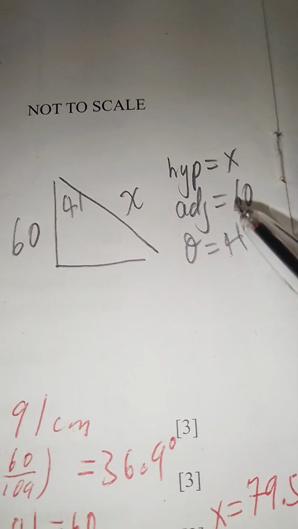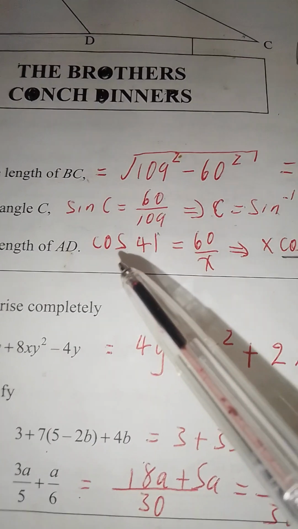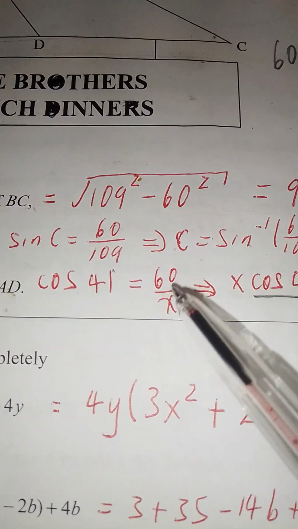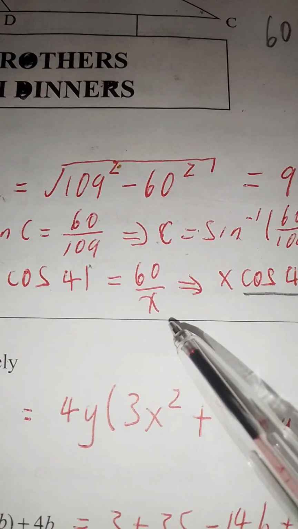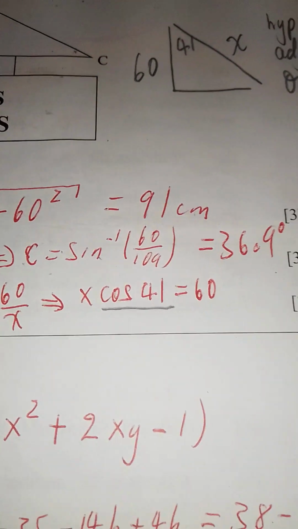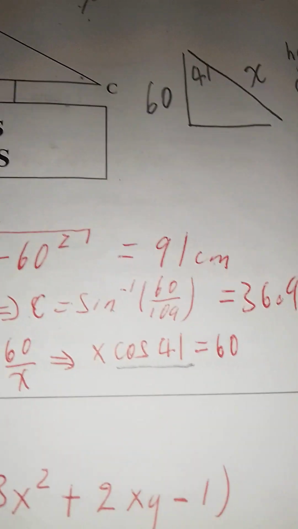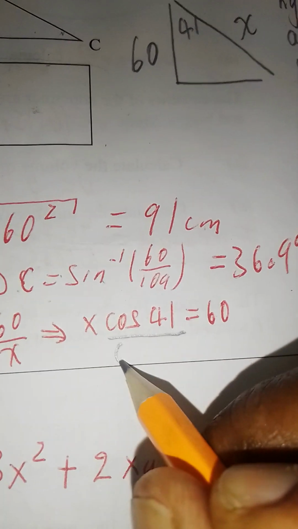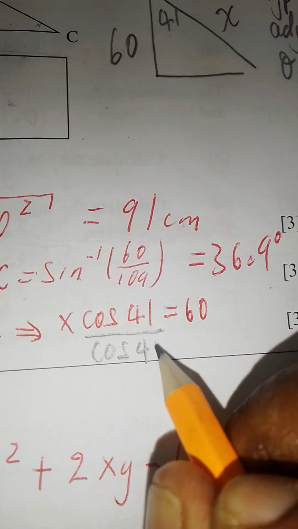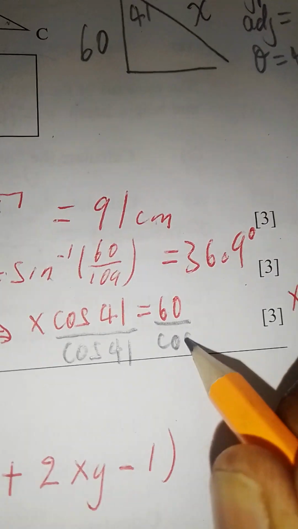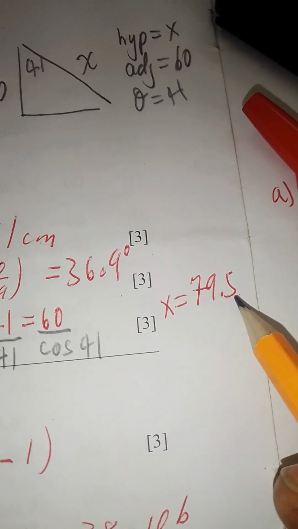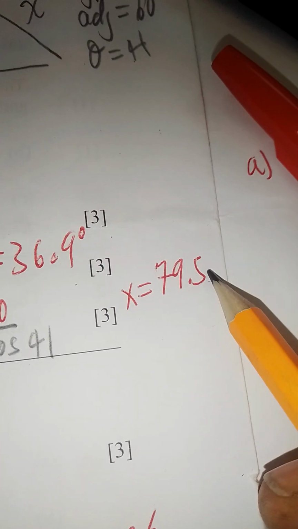So I'm going to use cosine, right? Cosine 41 is equal to 60, adjacent over hypotenuse. Cross multiply, I get X cosine 41 is equal to 60. Divide both sides by cosine 41, and I end up with what? X equals 79.5 centimeters. All right, good.